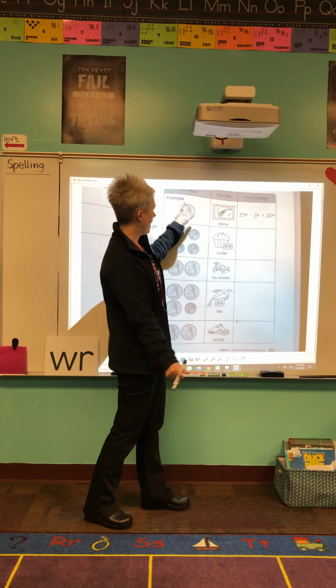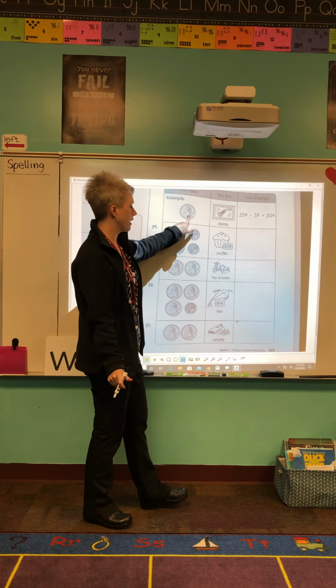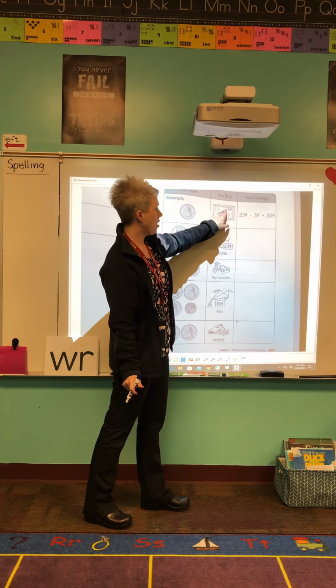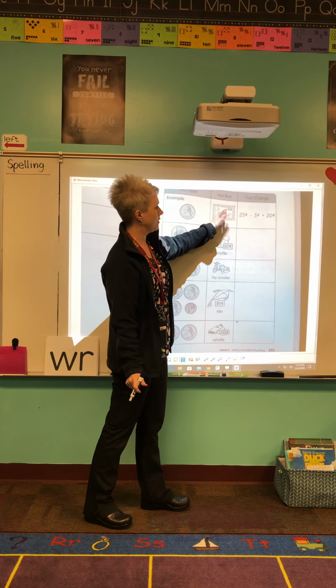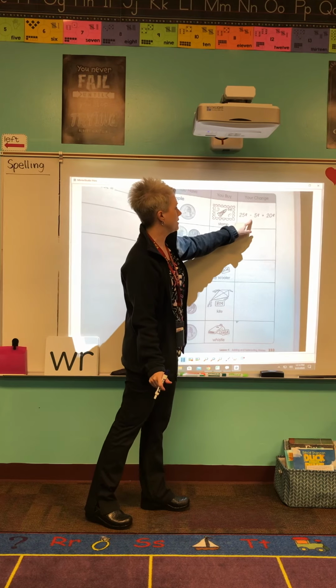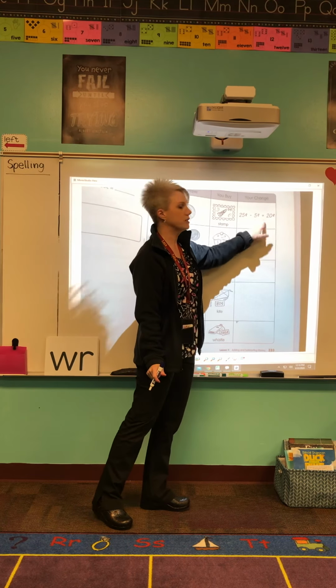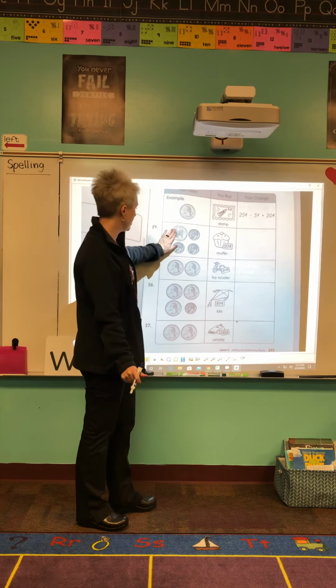Okay, so we have a quarter, which is worth 25. We bought a 5-cent stamp, so we're taking 5 away. 25 take away 5 is 20. Our change would be 20 cents, okay? So let's look at this one.